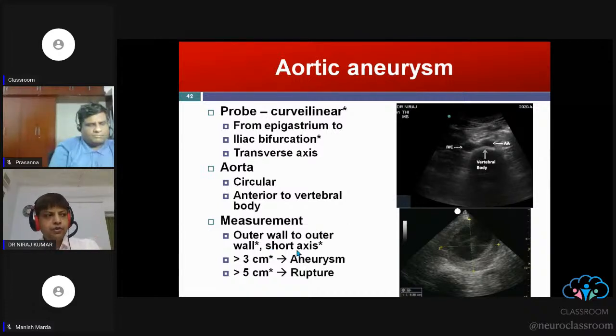If the diameter of the abdominal aorta is more than 3 centimeter, that is the definition of an aneurysm. If the diameter is more than 5 centimeter, there are chances of rupture of that abdominal aorta. Also, if the diameter is more than 5.5 centimeter, that's an indicator for surgery. So 3 centimeter is the cutoff point. Less than 3 is normal, and greater than 3 centimeter is abnormal.